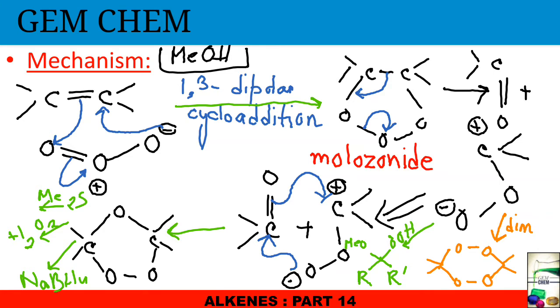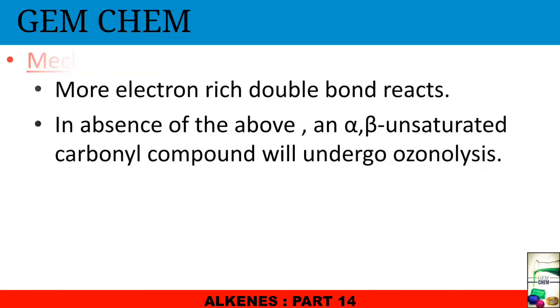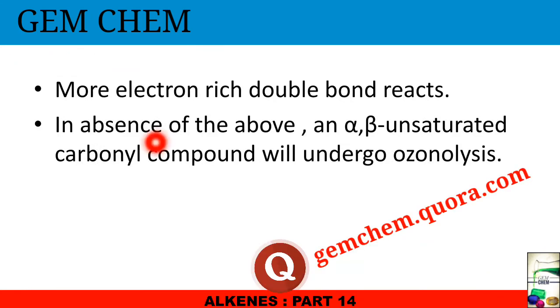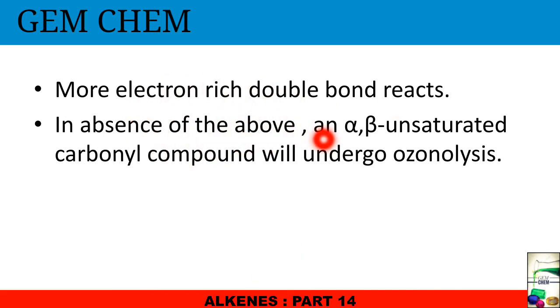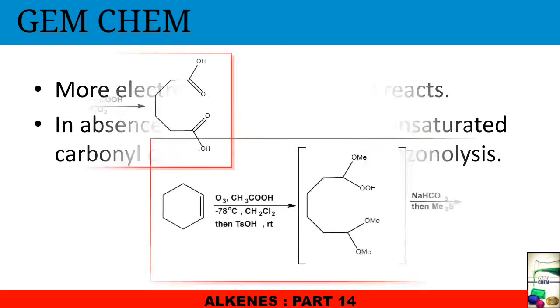These are the side reactions which we can observe, and we will see one example for this particular side reaction, where nucleophilic attack of the solvent occurs. Now remember, the more electron rich double bond reacts in the absence of the above electron rich double bond, and an alpha beta unsaturated carbonyl compound will undergo ozonolysis.